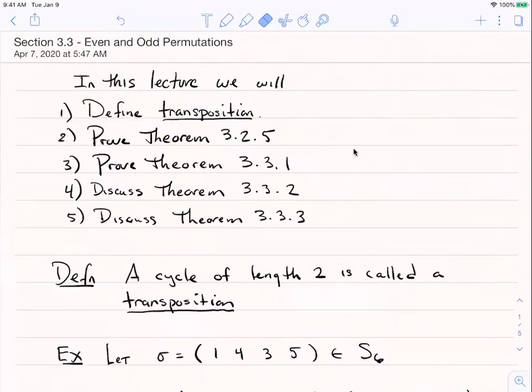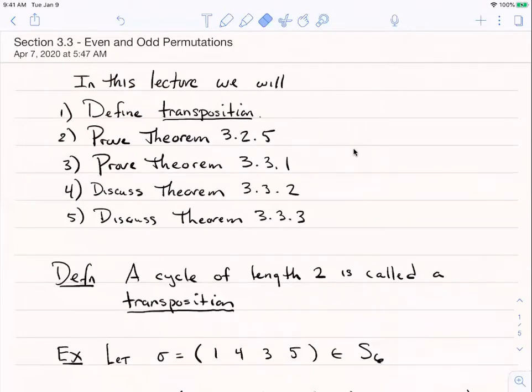In this lecture, we're going to wrap up our work in Chapter 3 on permutations. I want to tell you a little bit about permutations. They have a parity. They come in two flavors, even and odd. So that's the purpose of the lecture, is to tell you about even and odd permutations. I wrote a list of what we're going to try to do in there.